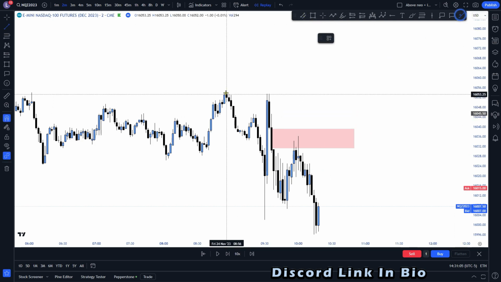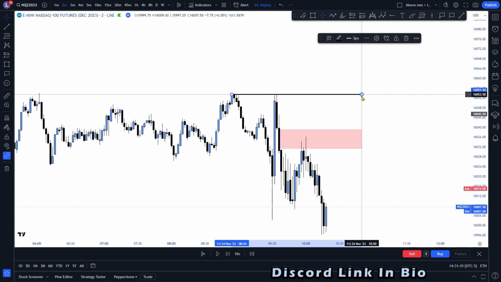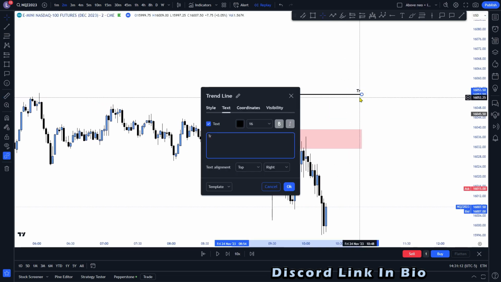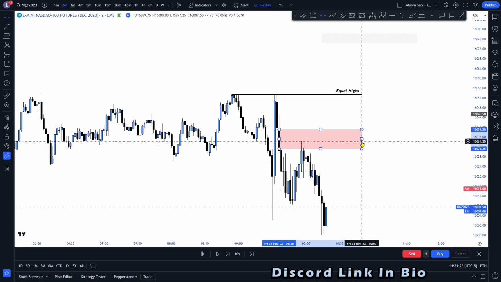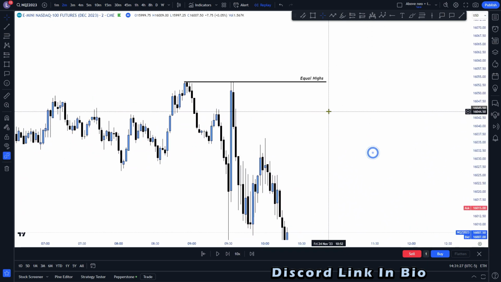bias, even though we do have triple equal highs up here, which is a very good sign that price would likely come up and hit that tomorrow. So equal highs, let me just mark this out so I remember for tomorrow. This will most likely be my target going into Monday's price action, if you want to keep that in mind.